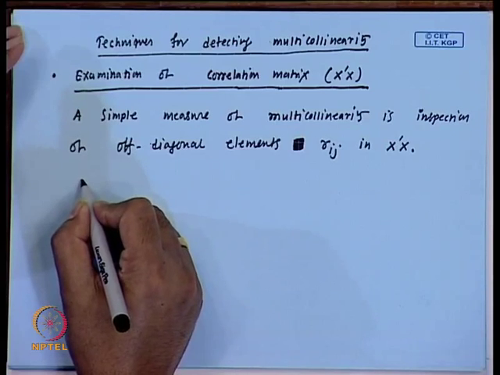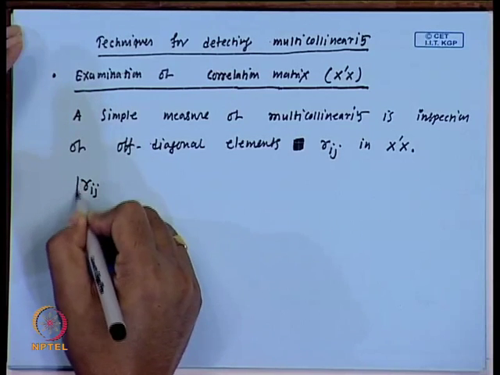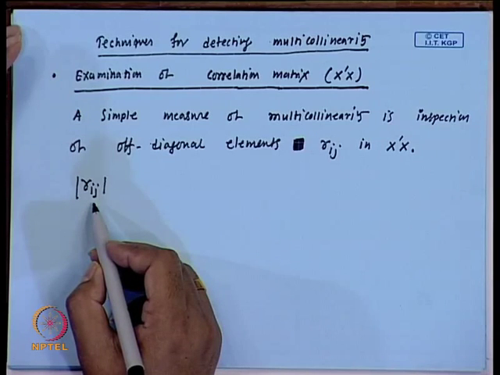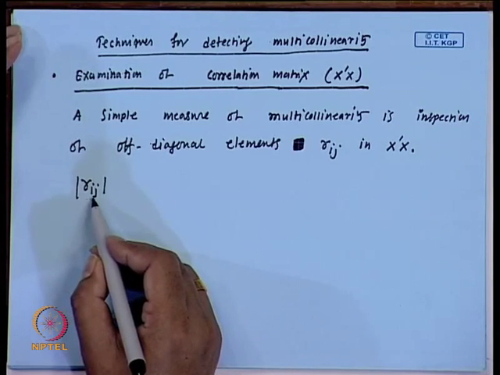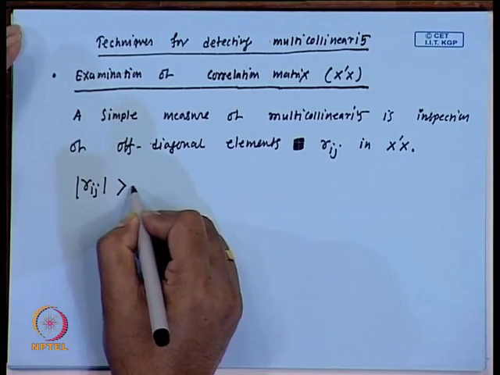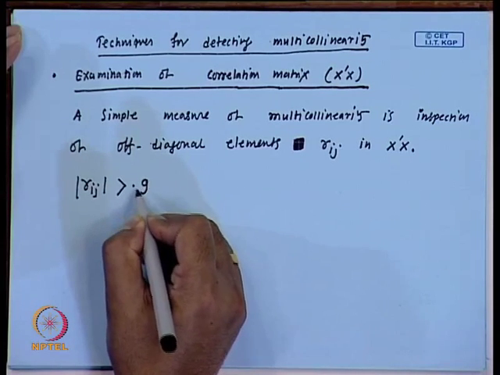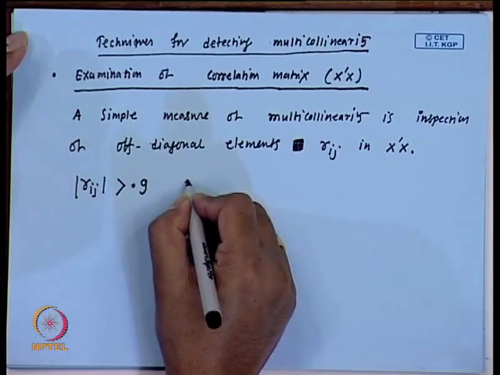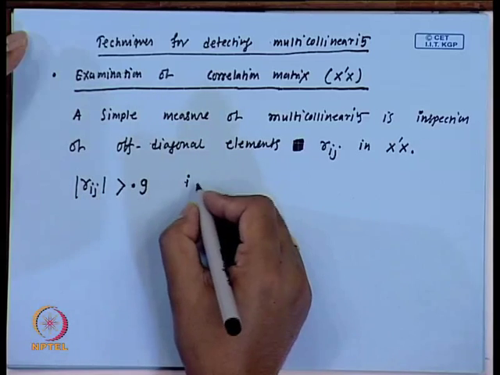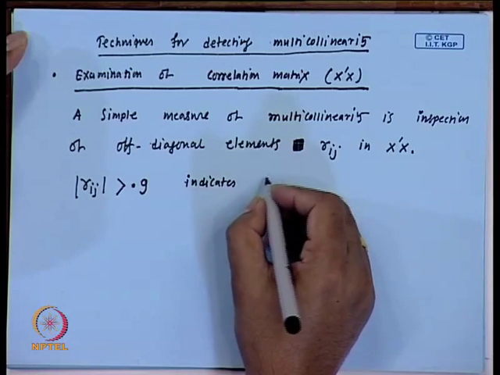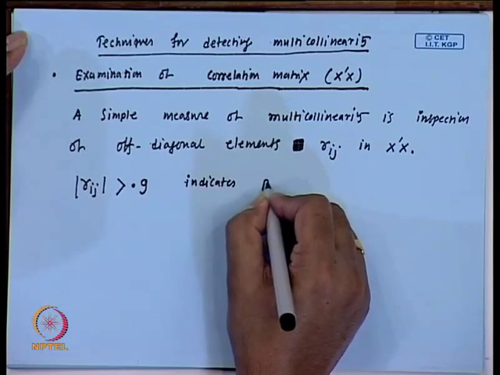So, as a general rule, Rij is the correlation coefficient between the regressors Xi and Xj, and if this is greater than 0.9, then Rij greater than 0.9 indicates a multicollinearity problem.